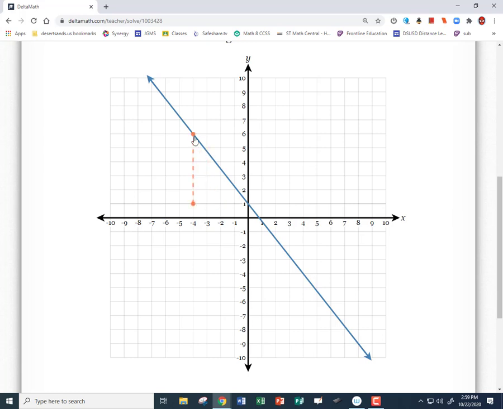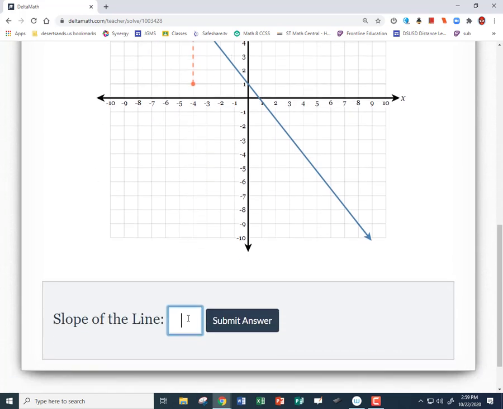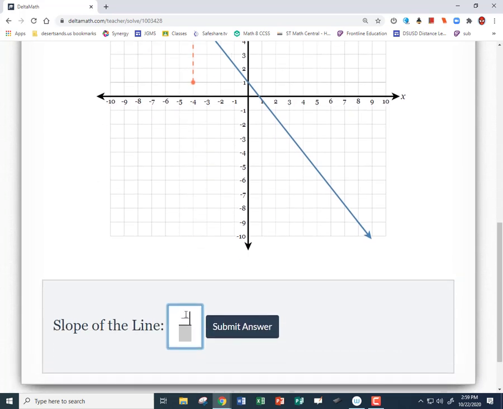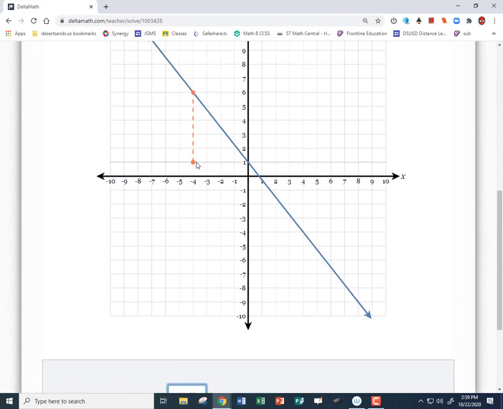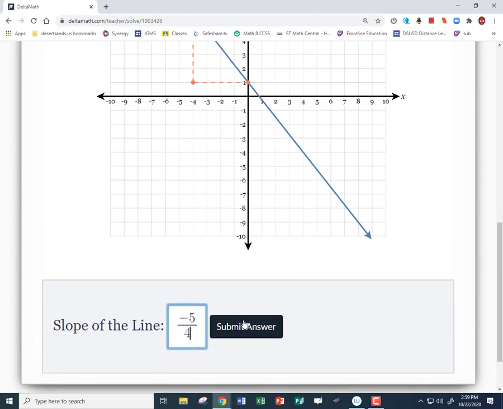All right, cool. So let's go from the first point and let's count down. 1, 2, 3, 4, 5. All right, that seems to be like a pattern here. So because I went down 5, I'm going to put -5. Back to my line, I'm going to click on the corner and I'm going to move to the right. 1, 2, 3, 4. Because I moved to the right, it's bigger. It's going to be a positive. So my answer for this one will be -5/4.